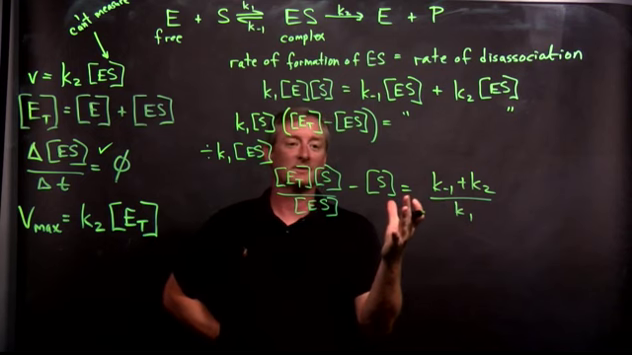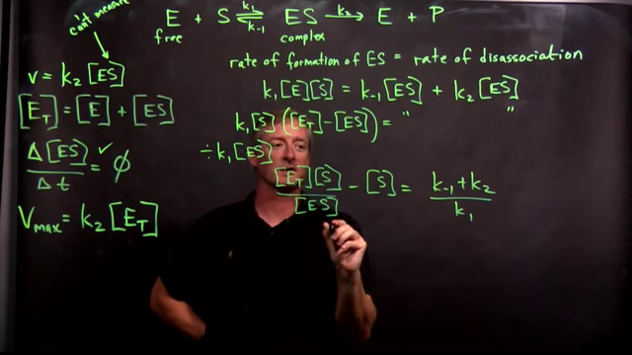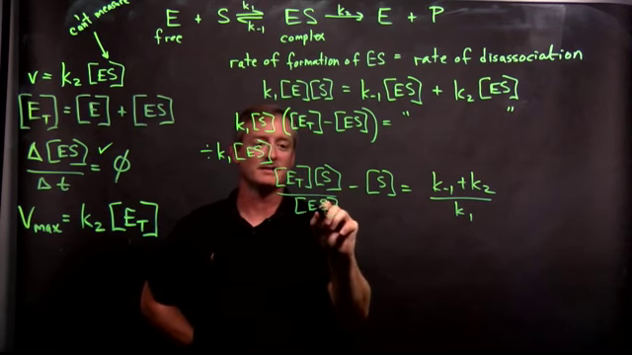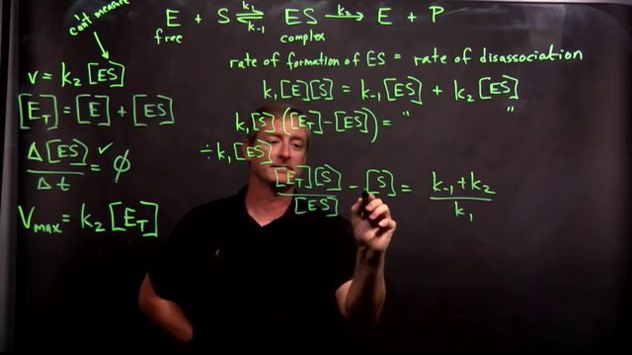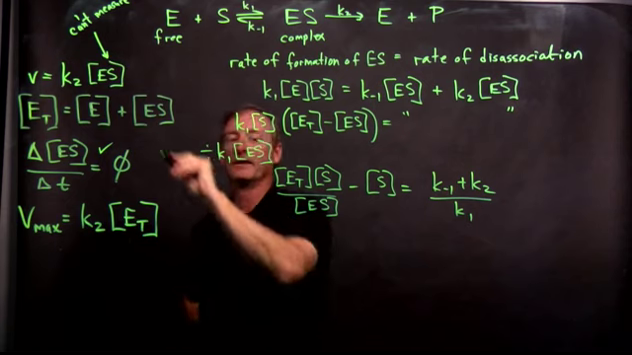Now, that actually accomplished something, believe it or not. Instead of having 3 places where my enzyme substrate complex is, it's just here. So for the rest of this, I'm just going to try to get this enzyme substrate complex by itself, have it equal to something, and then substitute that something right in there.